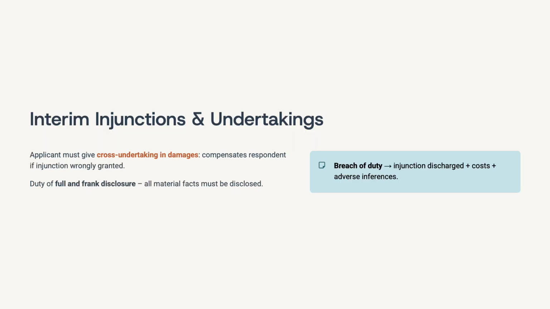So another thing is interim injunction and undertaking. Interim injunctions are temporary, granted pending trial. They come with a cross undertaking in damages, basically a promise to pay if you were overzealous. Equally important, full and frank disclosure. If you mislead the court, your injunction is toast. Equity is likely a strict teacher. Dishonesty will not be tolerated and you would have to compensate.